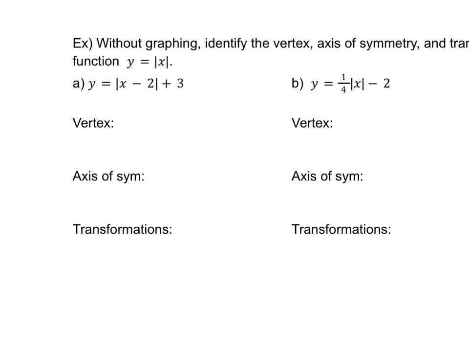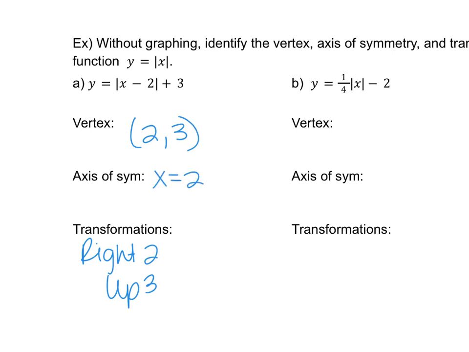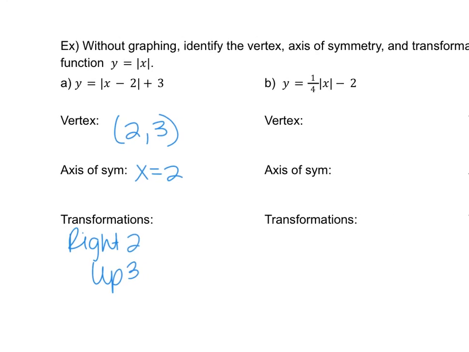Let's start with the transformations. X minus 2, that would be right 2. And then plus 3 on the outside would be up 3. So that vertex, if you start at 0, 0, and you go right 2, up 3, that coordinate would be 2, 3. Then the axis of symmetry, therefore, must be x equals 2. That's it.